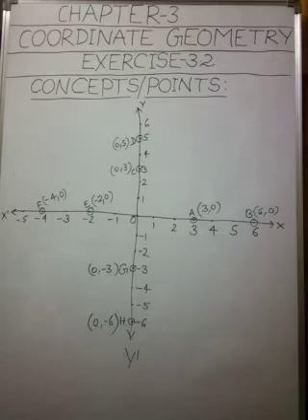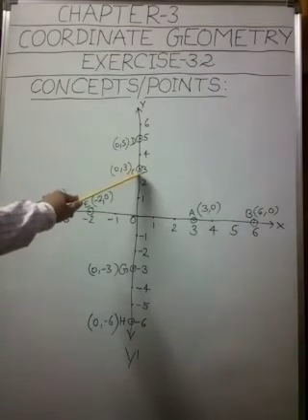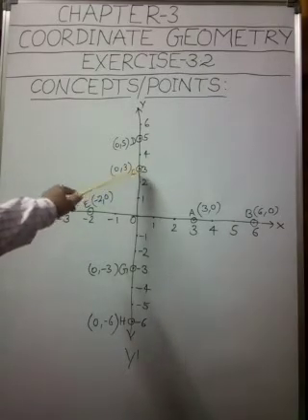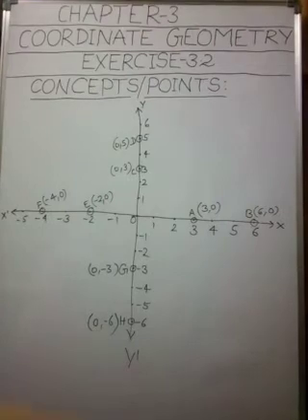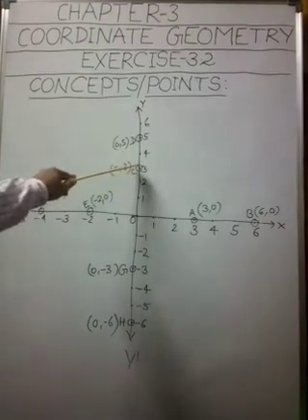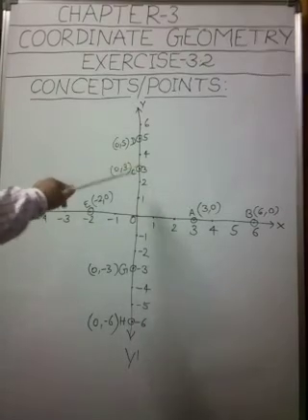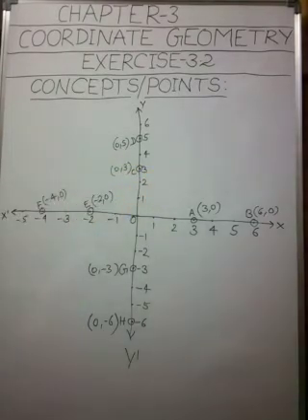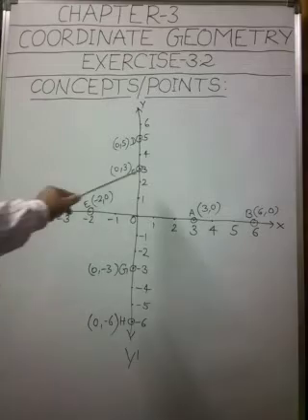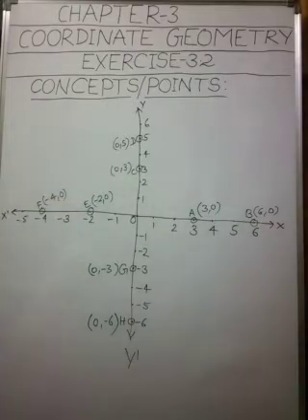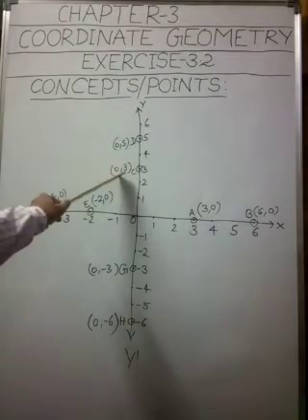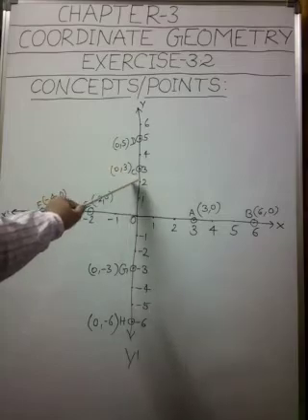Okay, my children. Similarly, see the coordinates of the point C. This point is at a distance of 3 units from the x-axis. So its y coordinate is 3, but it is at a distance of 0 units from the y-axis. So its x coordinate is 0. Understood the coordinates of the point C, my dear children?